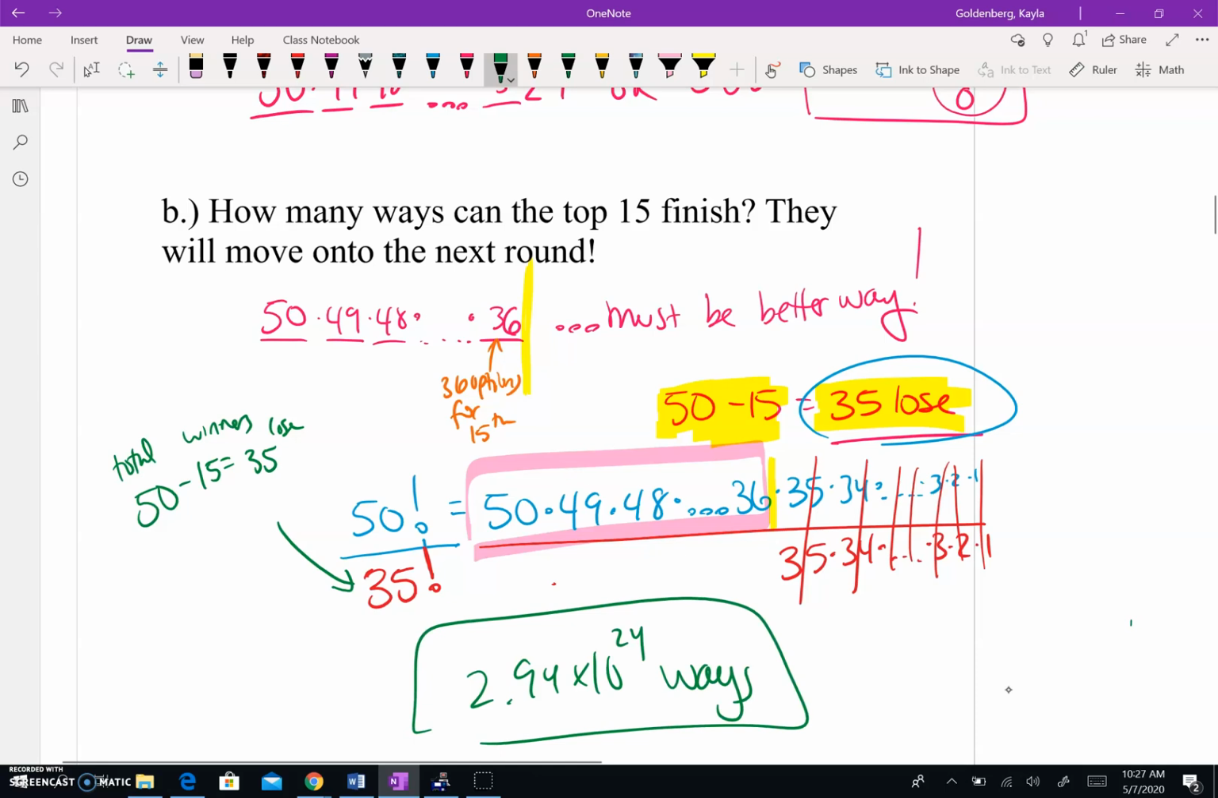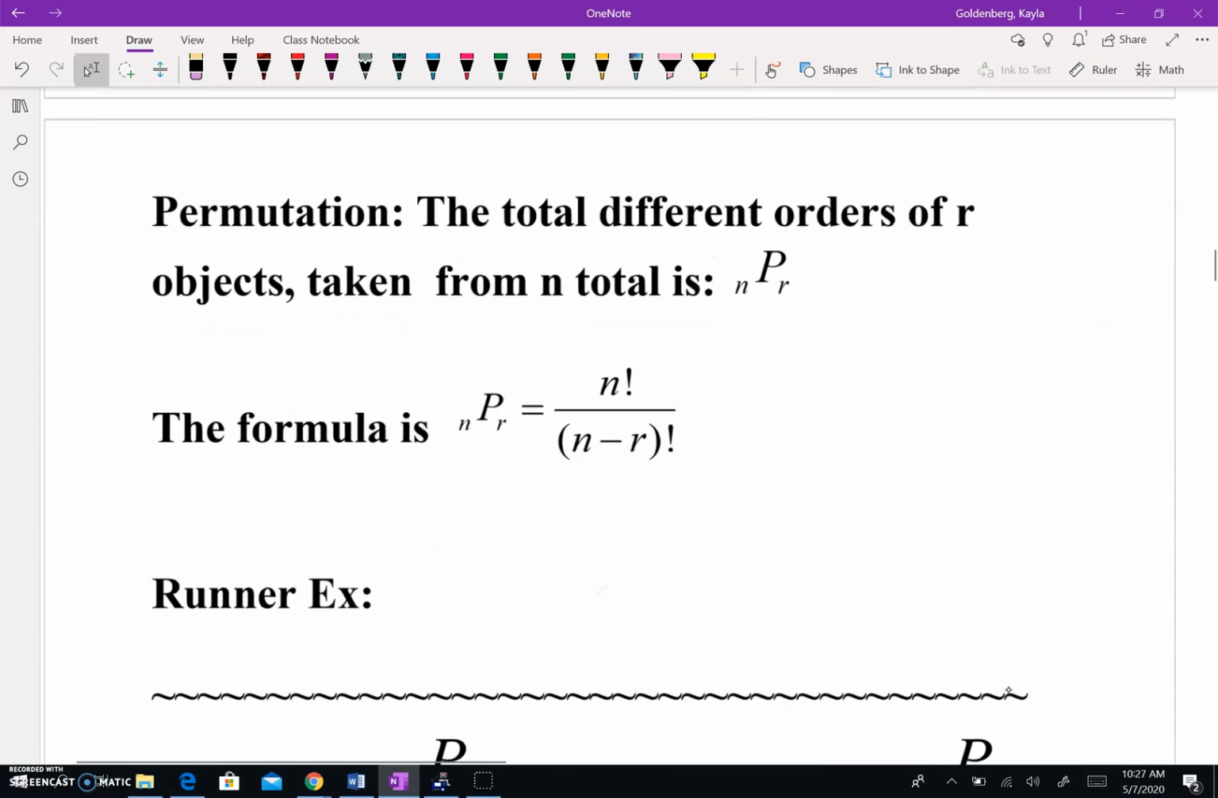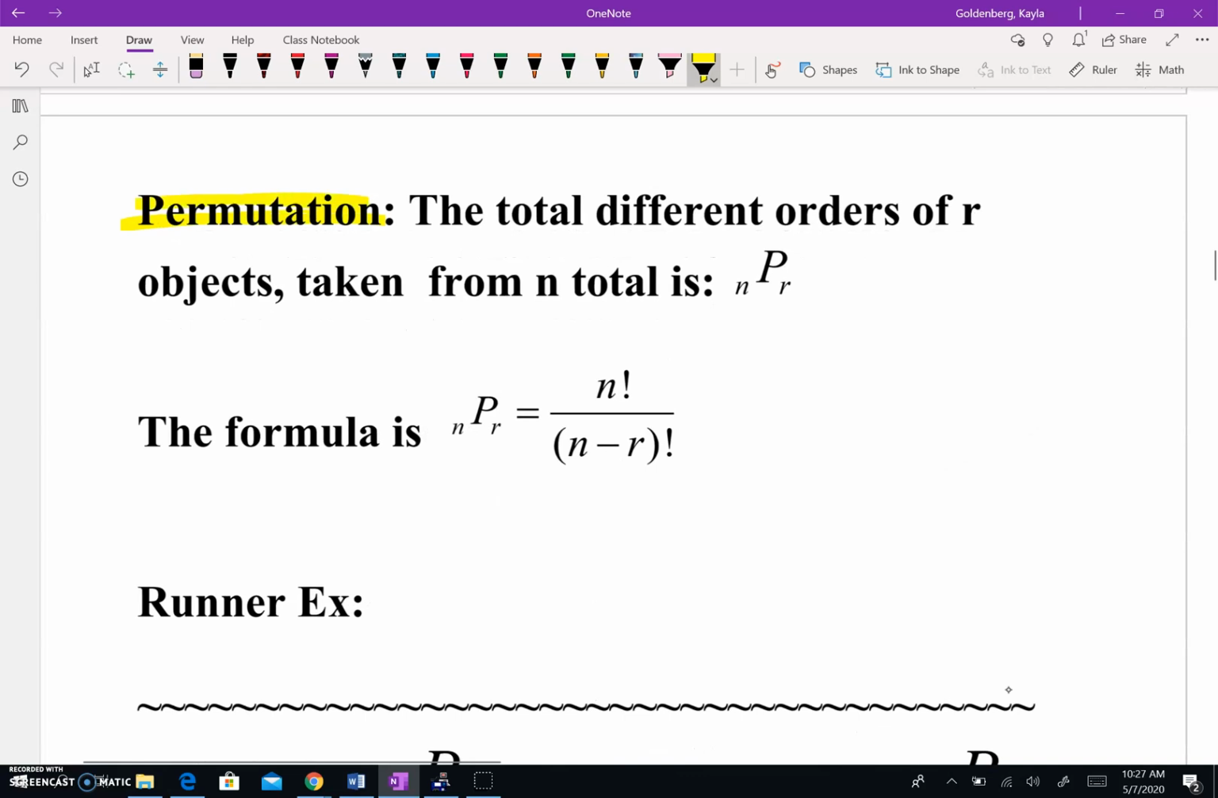And so this is representing something that's called a permutation. And it's really just a way to make this a more efficient process. So here's something that you're going to want to put in your notebook. This is your big definition for what a permutation is. A permutation represents all the different orders if you have a certain amount of objects, which we call r objects, and you're taking them from a total of n. So notice here, this is your total, and this is what you're choosing. And this is the big formula that we use.